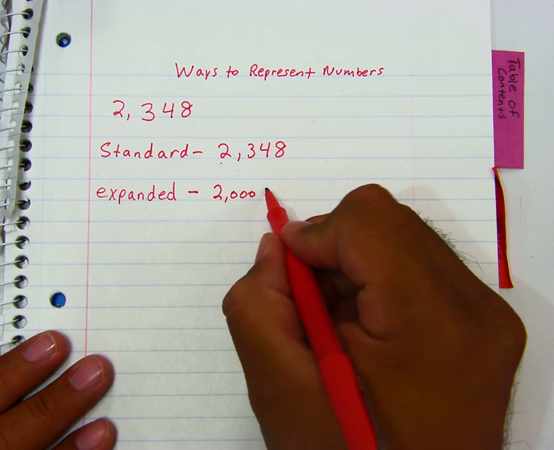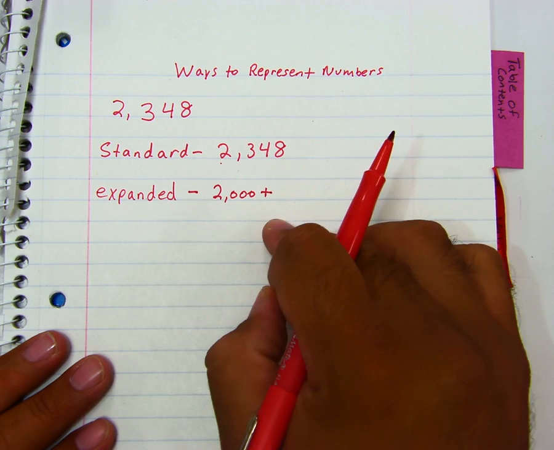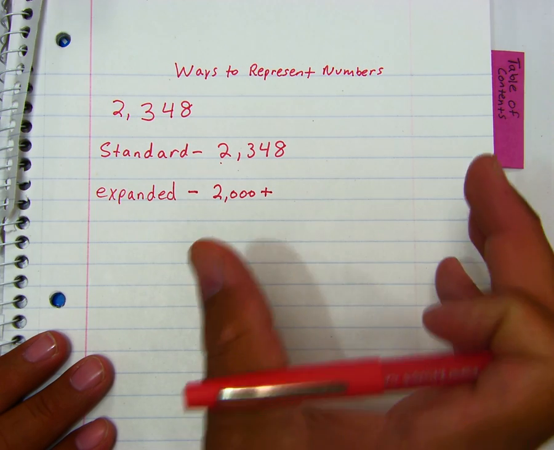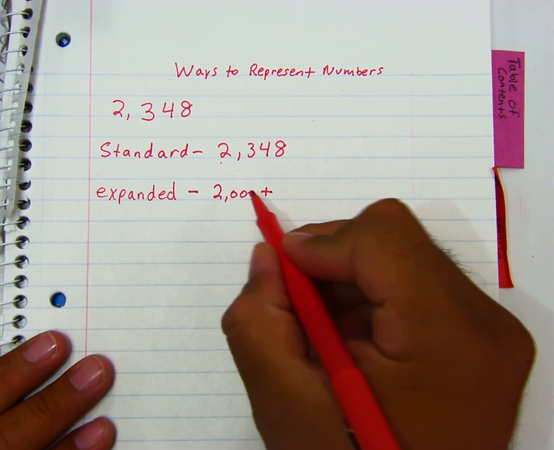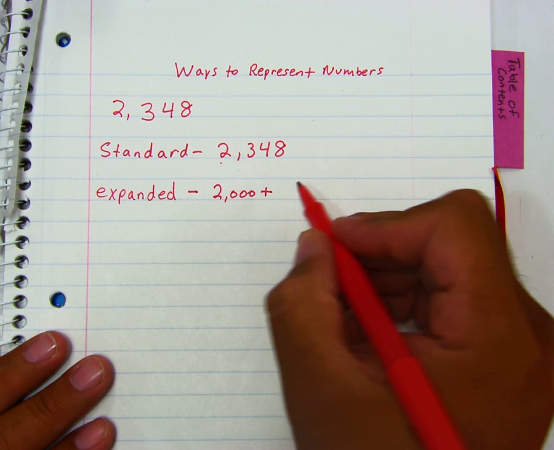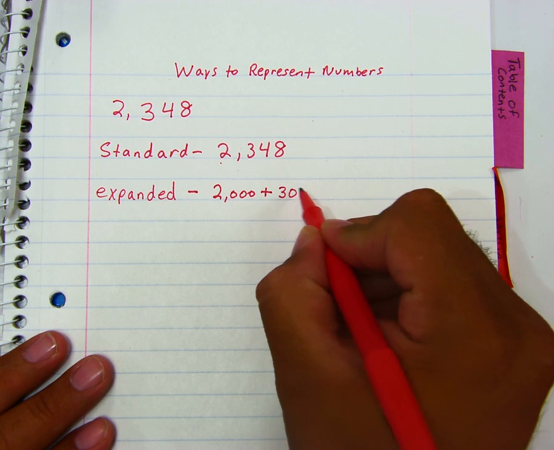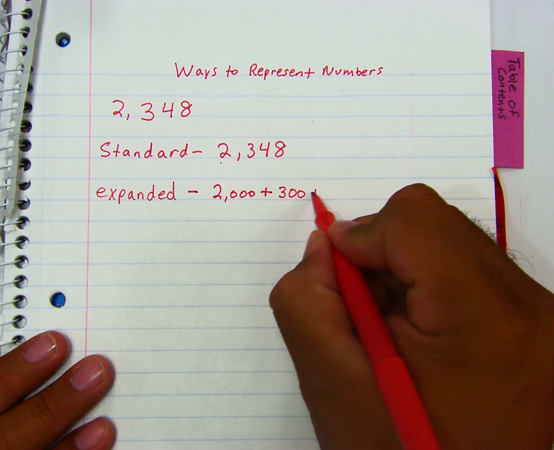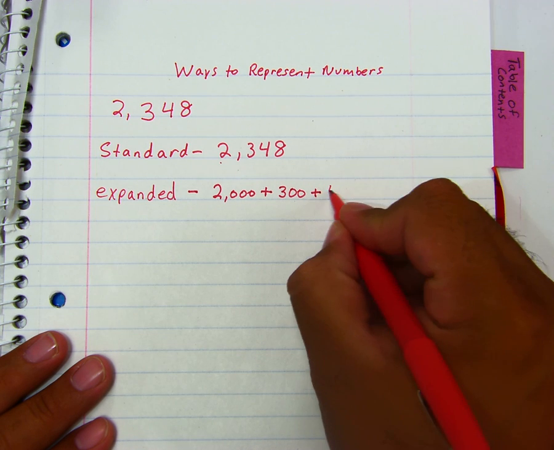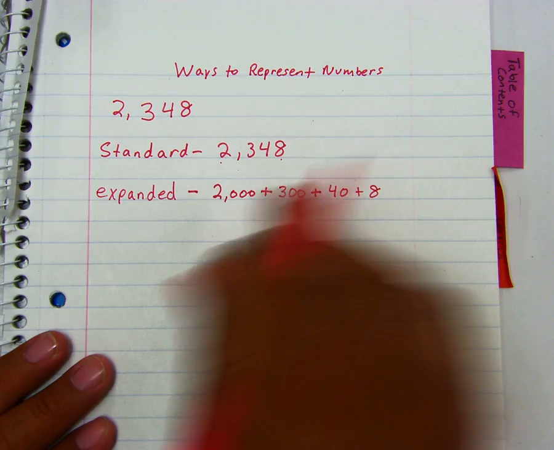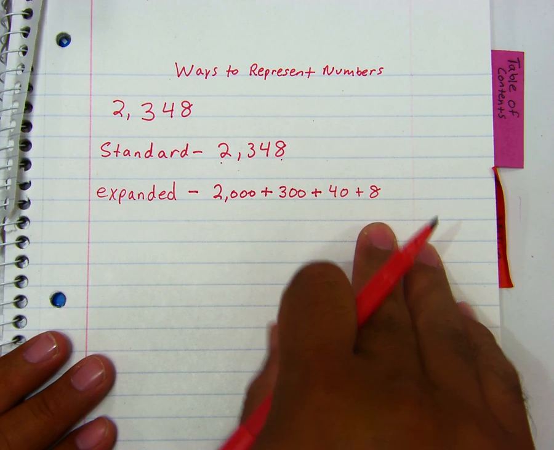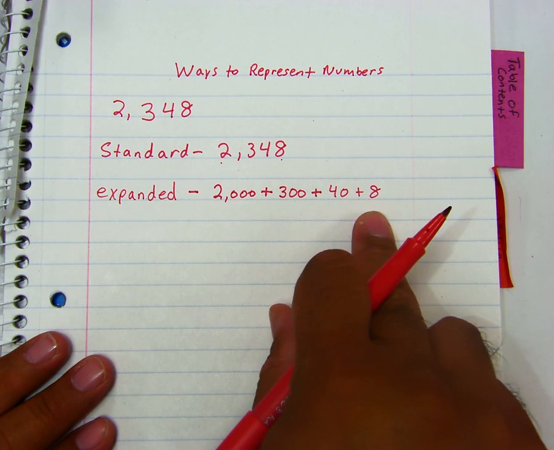We're going to go ahead and continue. We have to put that plus sign so that we can know that that's going to be a combination of all those numbers and all those digits and all those values. So we're going to take that 3. How much is that 3 worth? That 3 is worth 300. We're going to continue. That 4 is worth 40. And finally, that 8 is worth 8 ones. So this is one way of writing it. Of course, we have our standard. Now we have our expanded.